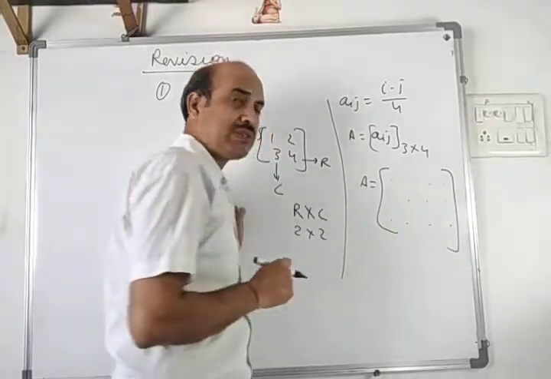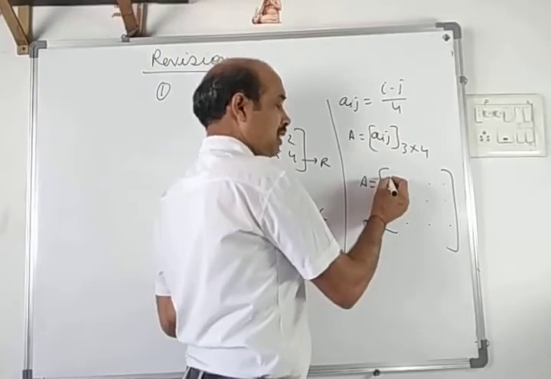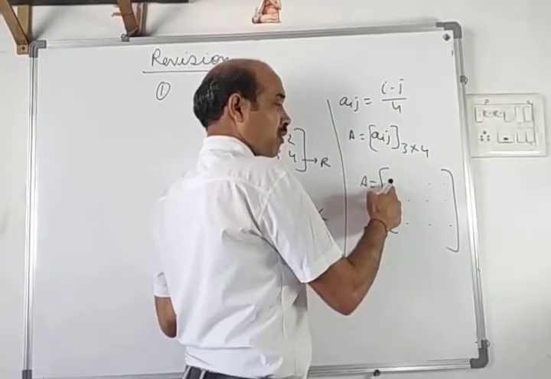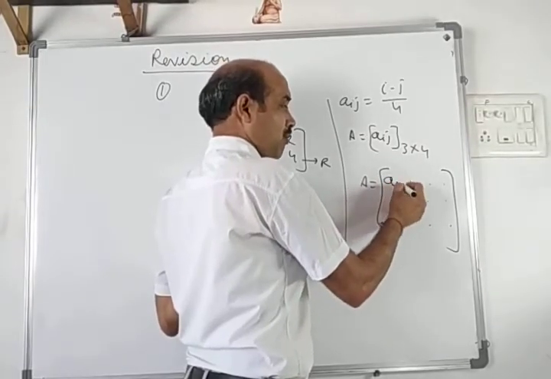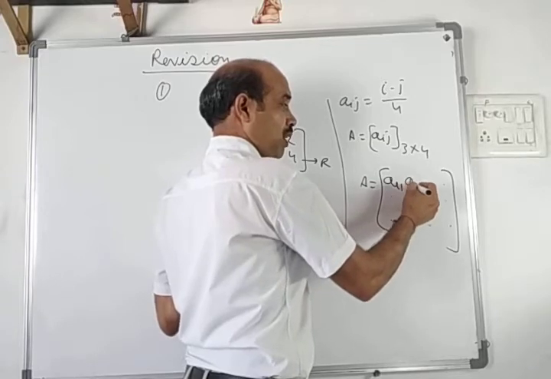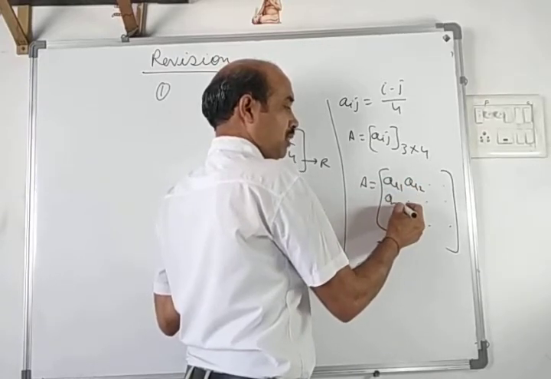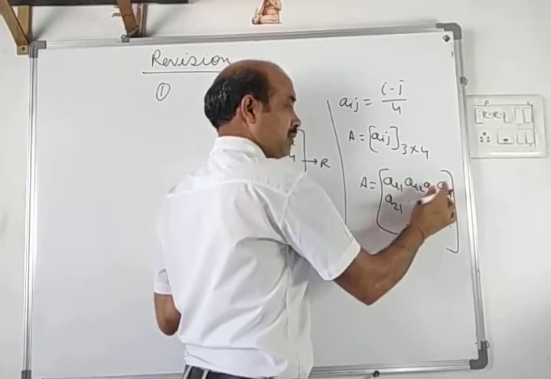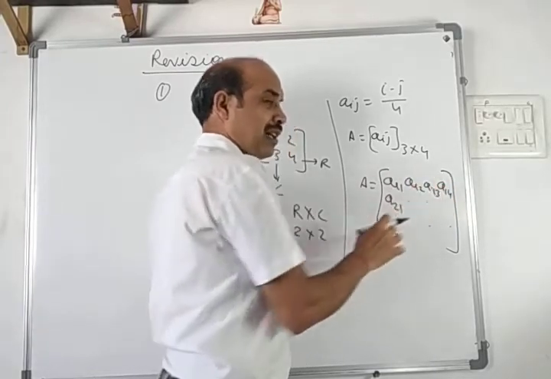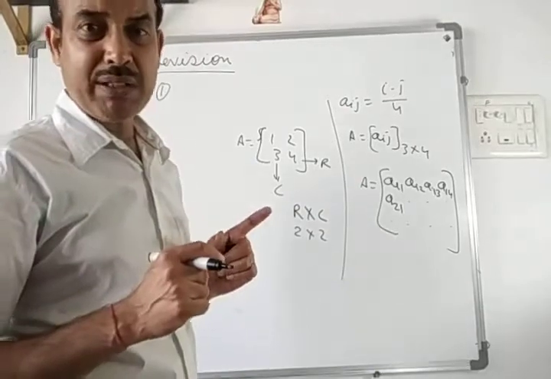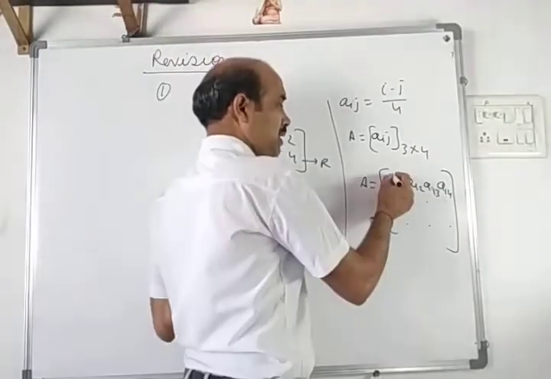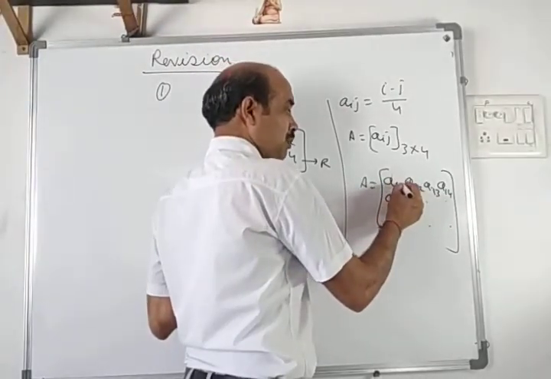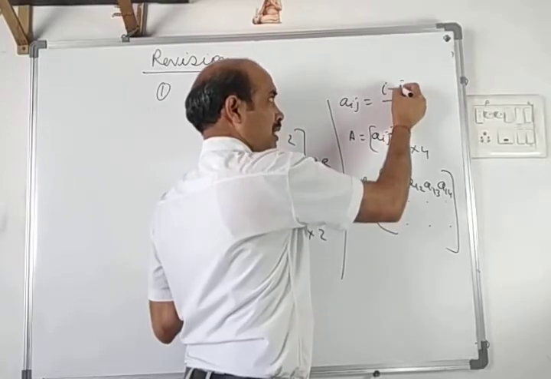Firstly, write like this. Then you write the order. This will be first row, first column. So A11, A12, A13, A14, A21, likewise. Write all the elements, and then to find out its value, this will be i, this will be j. So put here (i minus j) upon 4.